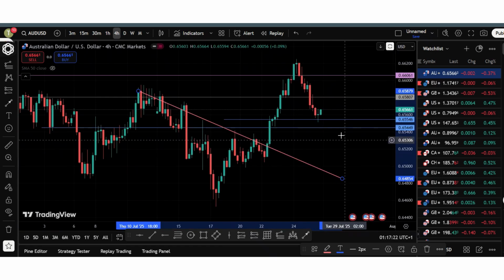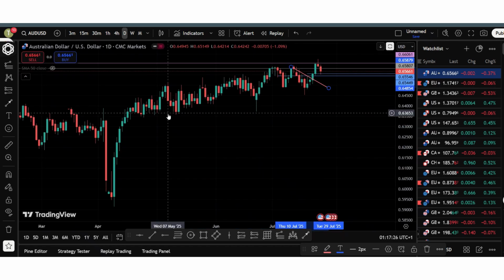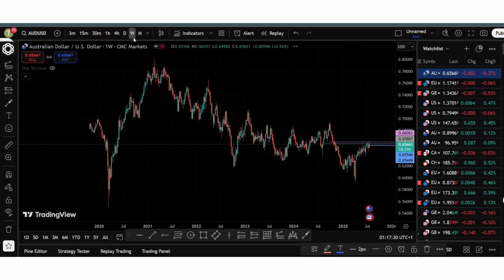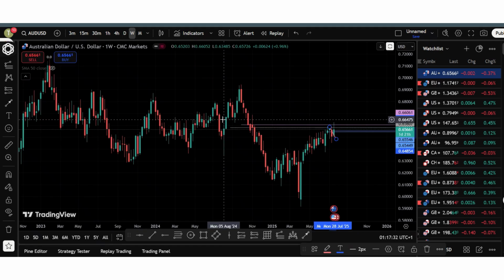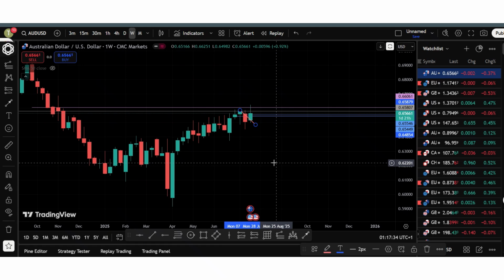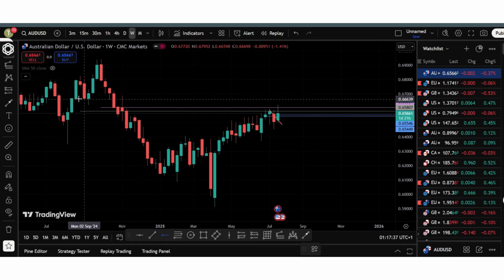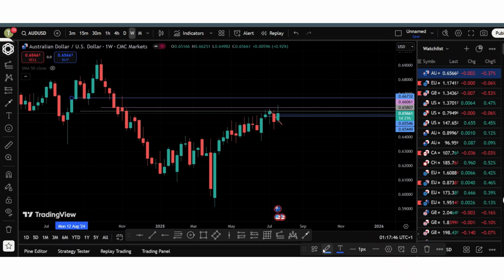Let's go back to the daily to see if there is any level, or let's go back to the weekly. If we are going to be buying from that zone next week, on the weekly you can see this support level here. Can you see this support level? You have to mark this level. It's a very important level.